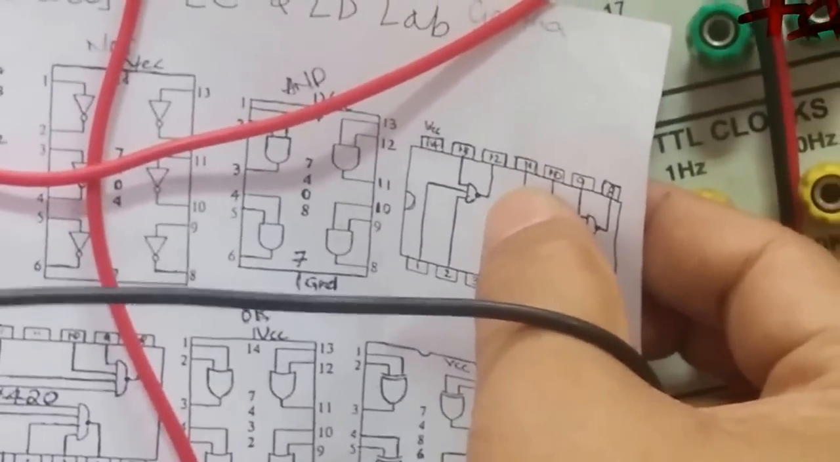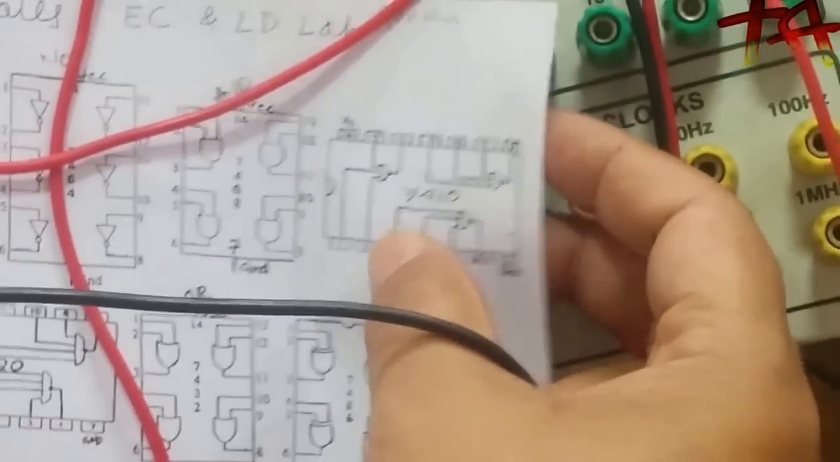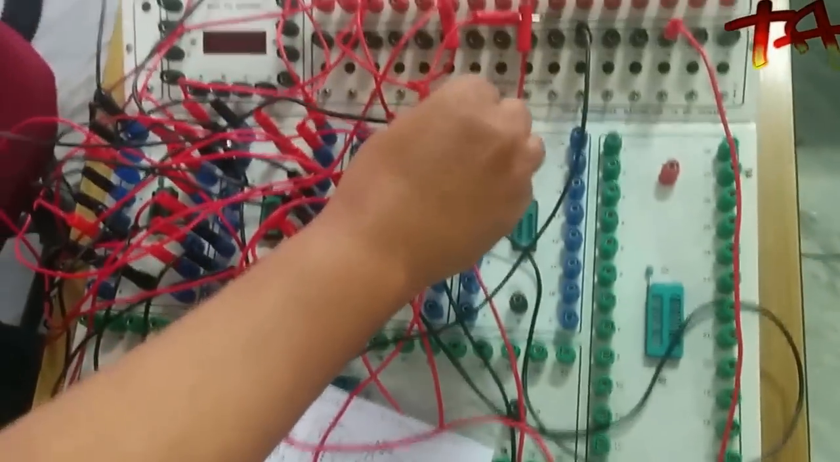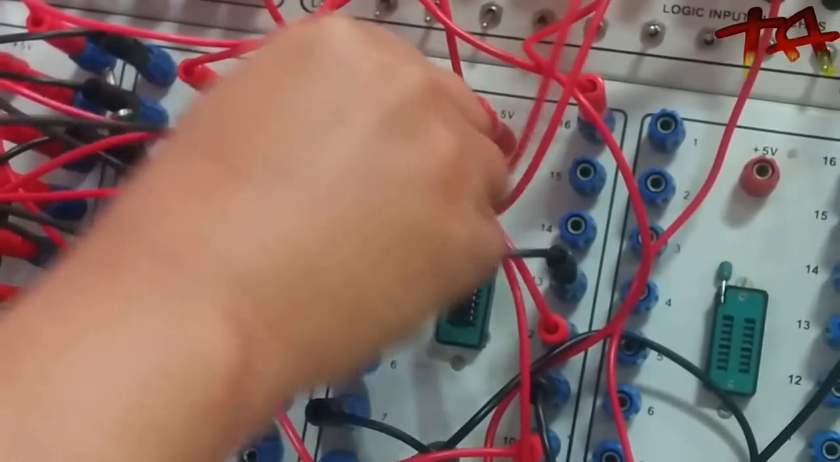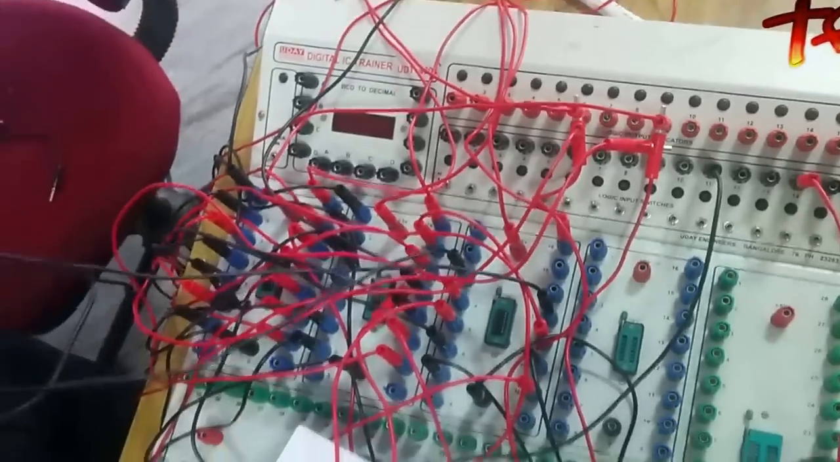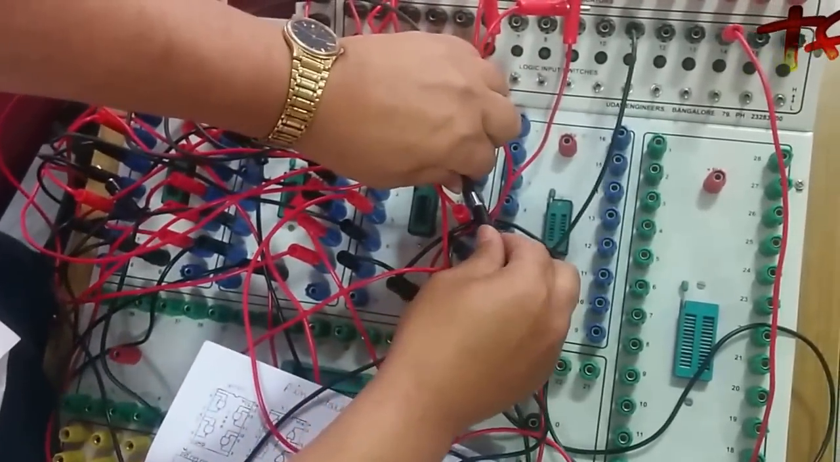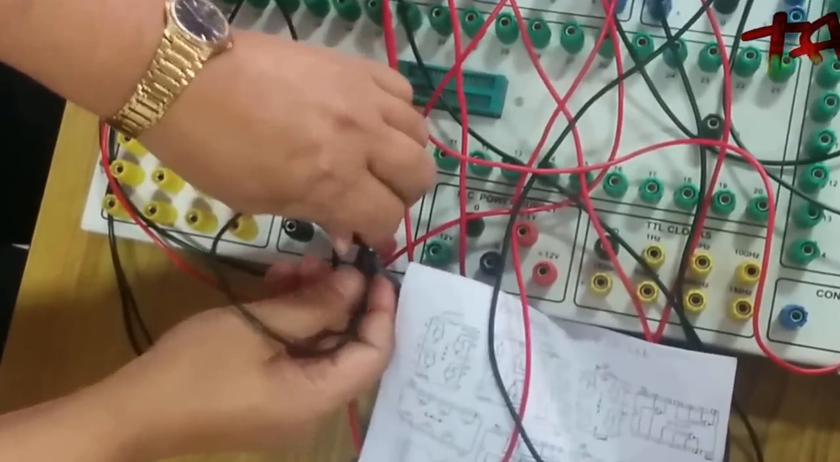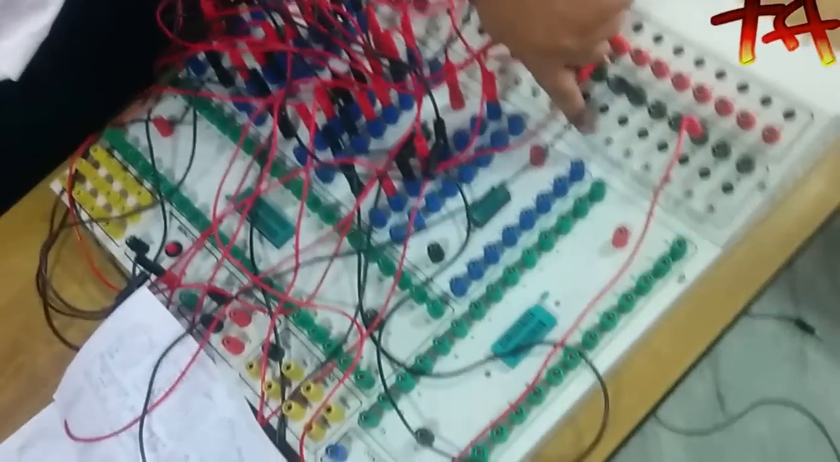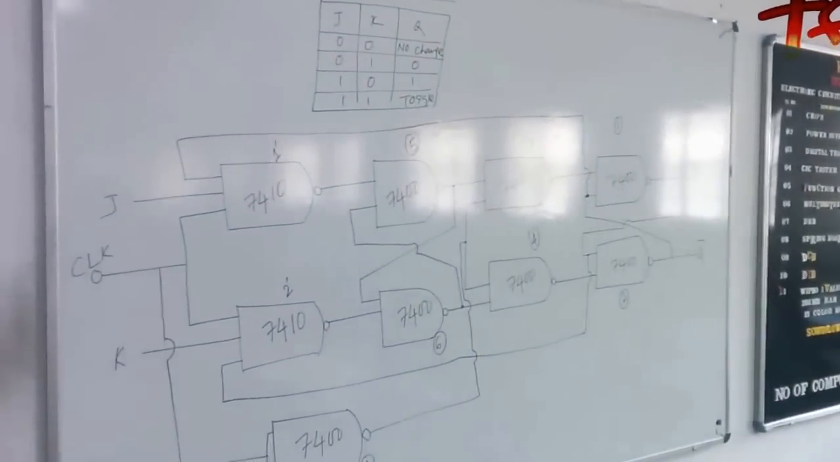Then you can see here that these 2 are connected together. The remaining 2 will be connected together and given to the clock. What are the remaining 2? One is 11, another is 3. Therefore, you connect 11 and 3 together and give it to the clock. These are the complete connections. Then you will be getting the complete connections.